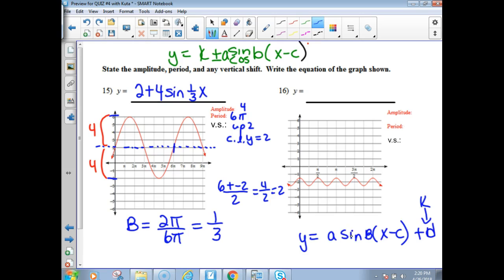So we just noticed that on our reference sheet, sometimes they have a value at the end, and that is just like k. Whatever's added either in the front or the back is the vertical shift. All right, so now let's take a look at 16.